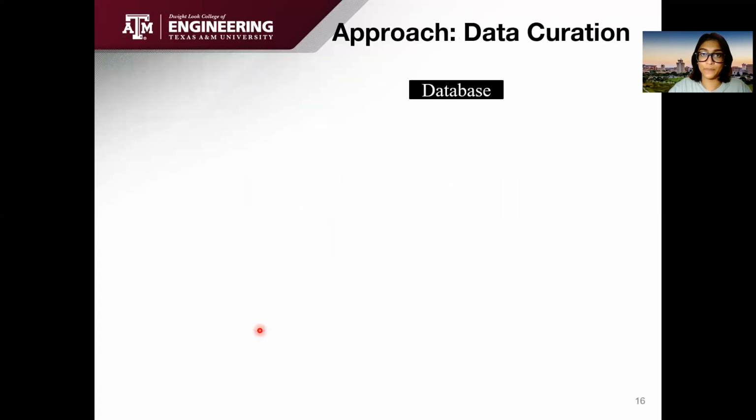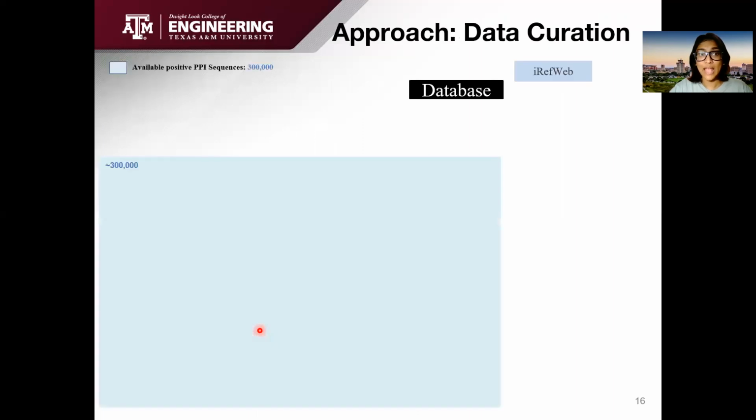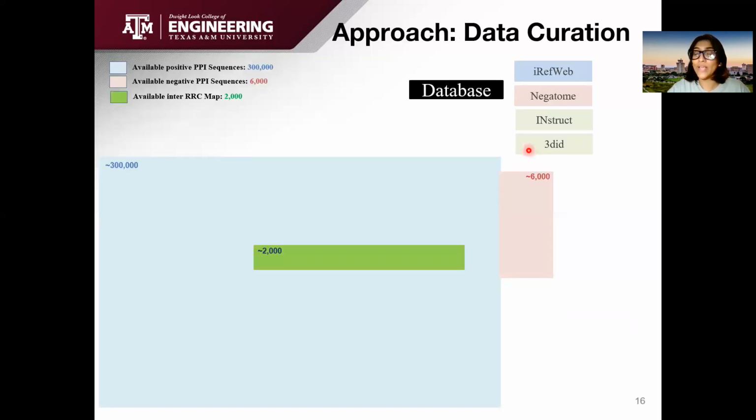Approach and data curation. Given that it is a data-driven project, the data curation is very, very important. I will try to portray the entire protein interaction picture here. Actually, we have a lot of positive interaction data available, or positive consequences. We have almost 300,000 pairs of proteins which are known to interact with each other. On the other hand, we have only 6,000 pairs of proteins which are known not to interact with each other, or negative consequences. As I mentioned, we have a very small amount of structural data available.